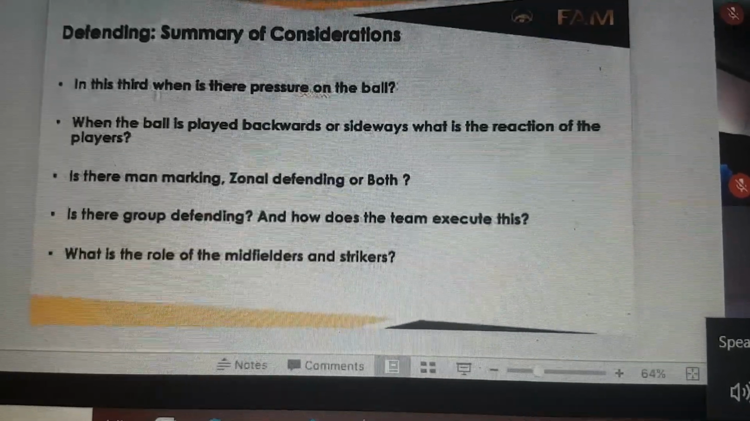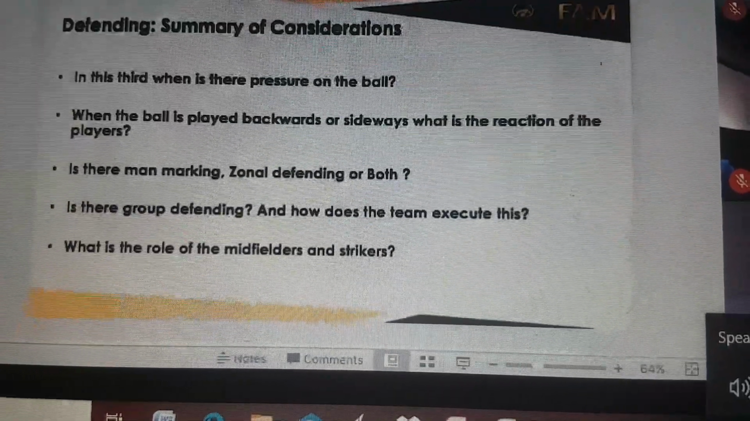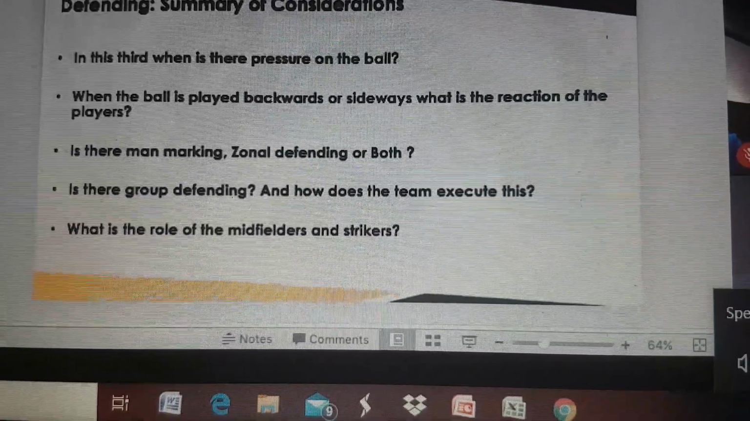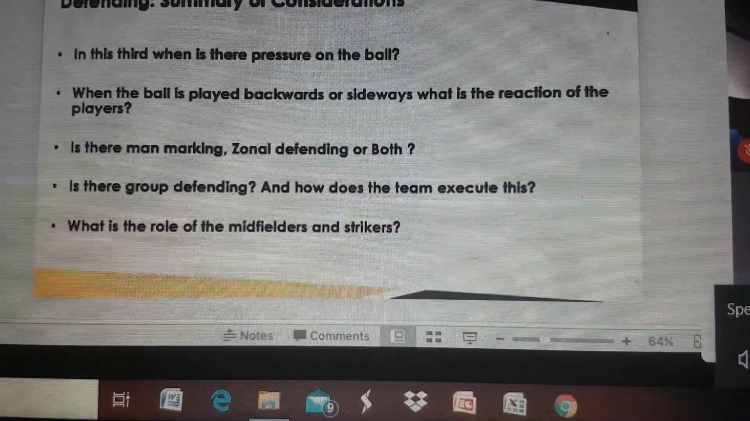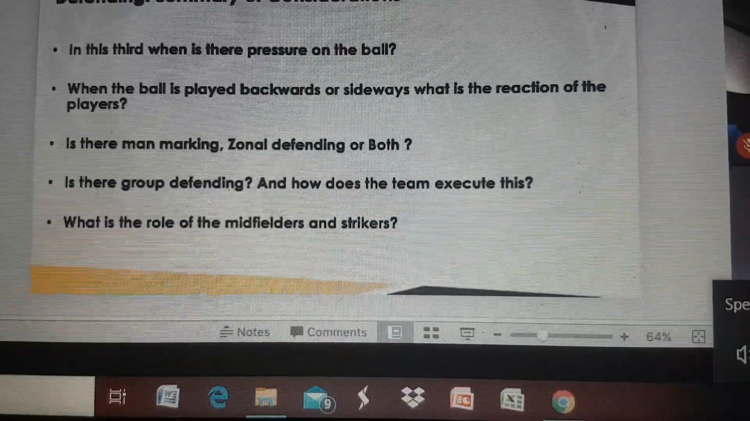In this third, when is the pressure on the ball? So is the pressure on the ball when someone's facing the wrong way? Do they move forward? Do they move backwards? Do they move sideways? Is it man marking? Is it both? Is it group defending? Do they work together as a whole group?